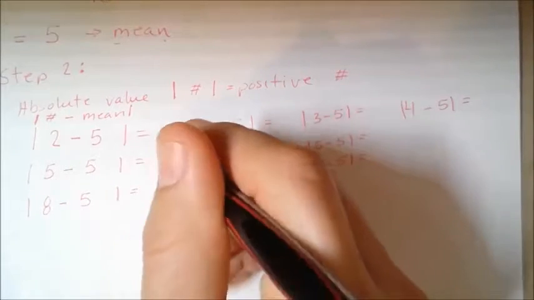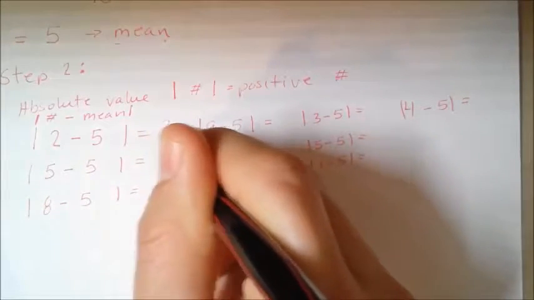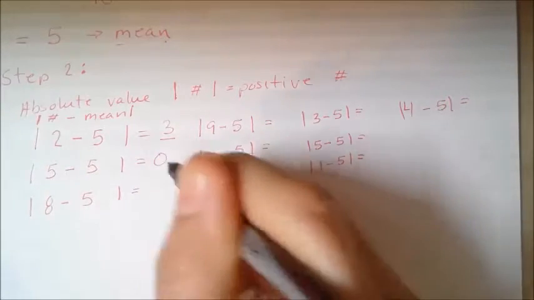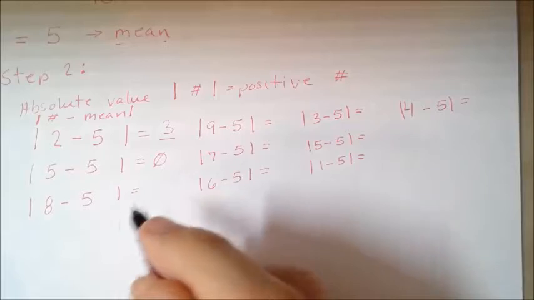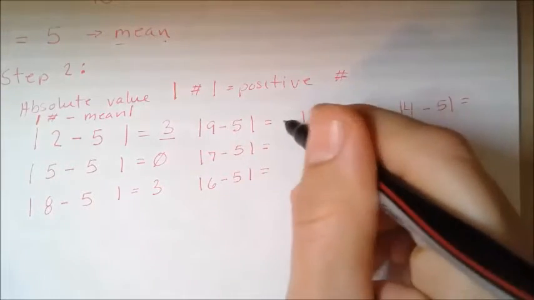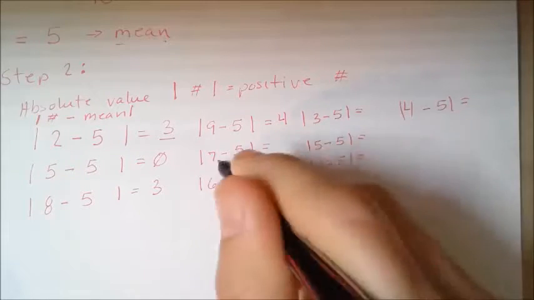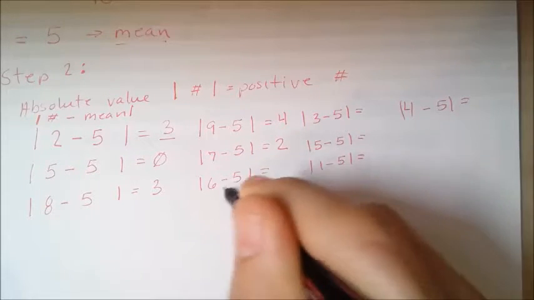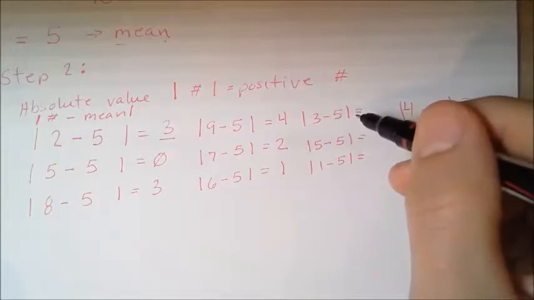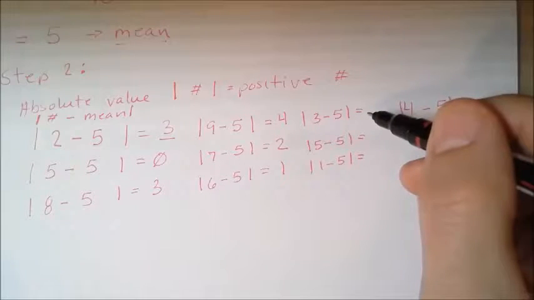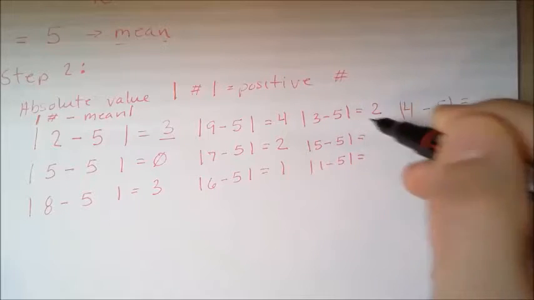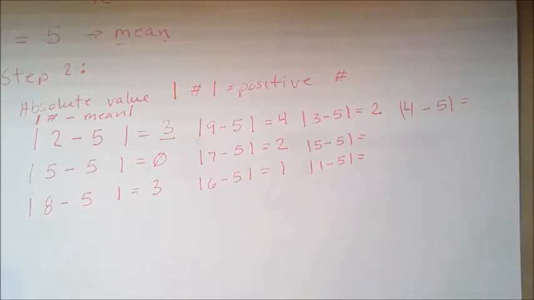So instead of writing a negative 3, we're going to write a positive 3. And then we got 5 minus 5, that's 0. 8 minus 5 gives me 3. 9 minus 5 gives me 4. 7 minus 5 gives me 2. 6 minus 5 gives me 1. 3 minus 5, now if I were to put this into my calculator, it would have given me a negative 2. But we're going to go ahead and write it as a positive 2 because it's in these brackets, which means that it makes everything a positive number.